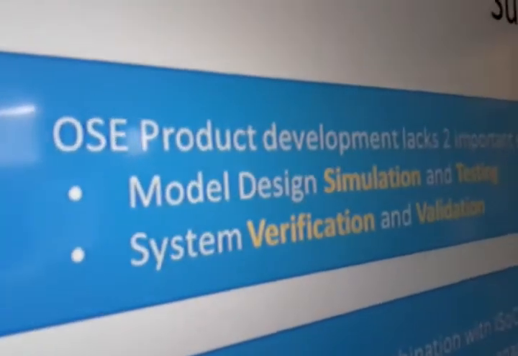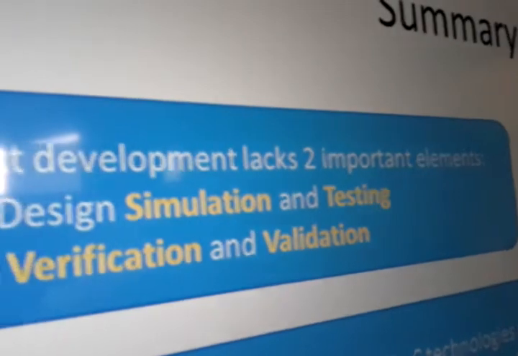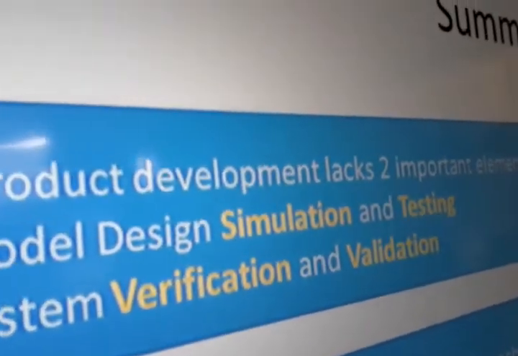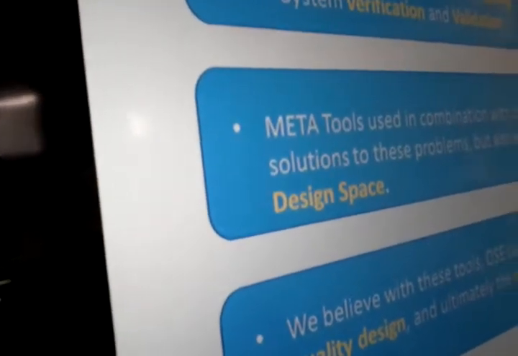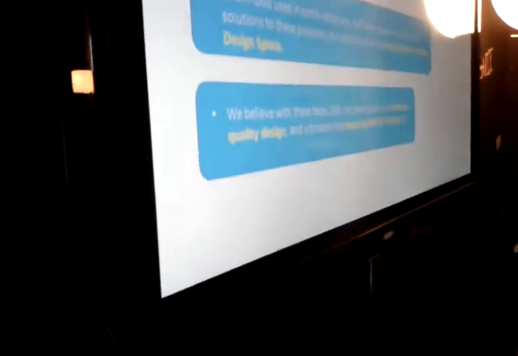Product development currently is lacking two major things: simulation and testing, and then validation and verification. And that's where we're trying to basically automate that and make it a lot easier. And they allow you to explore a much greater range of designs. They allow you to look at a lot more options, because of the physical limitations of time and resources. If you can simulate them, you can get through it a lot quicker.